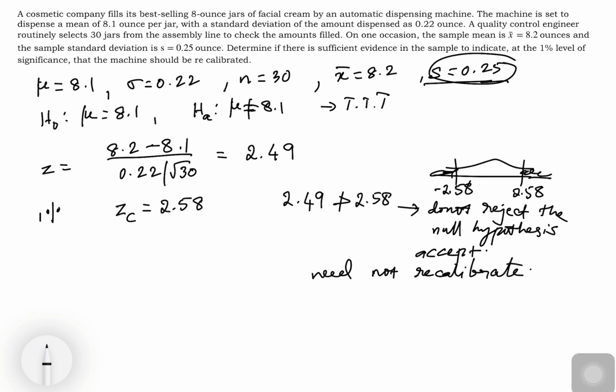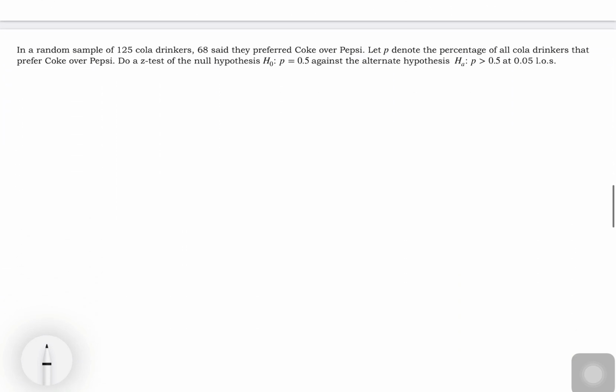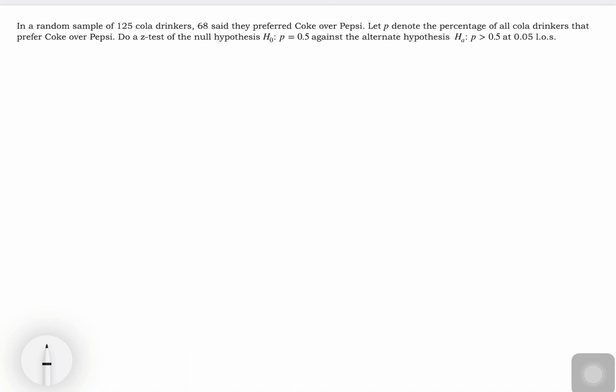That is, the machine does not need to be recalibrated. Okay. So next we will move on to the next problem. So these first four problems were all with respect to the population mean. Next here comes something related with the population proportion.